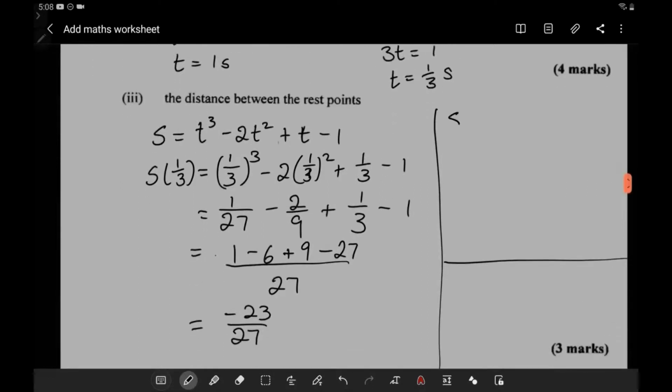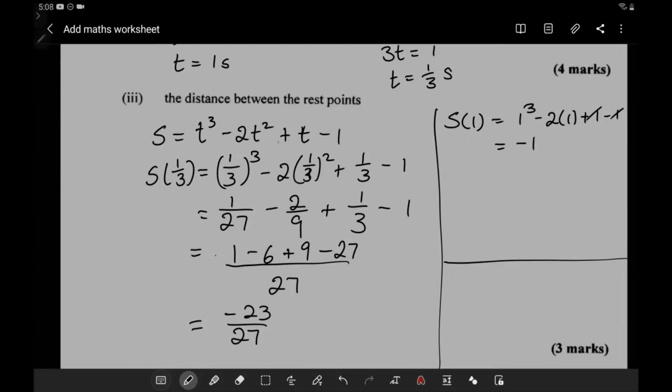The second one is at s equal 1. So we could get 1 cubed minus 2 times 1 plus 1 minus 1. So a few things cancel, like this positive 1 and this negative 1 will cancel. And we have 1 cubed minus 2. So 1 minus 2, it's negative 1.